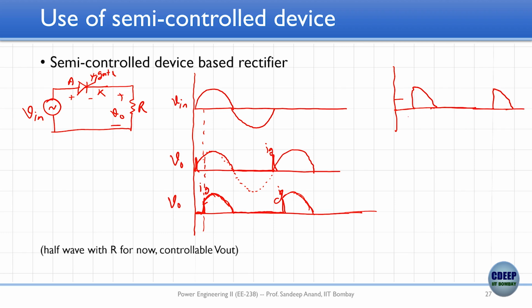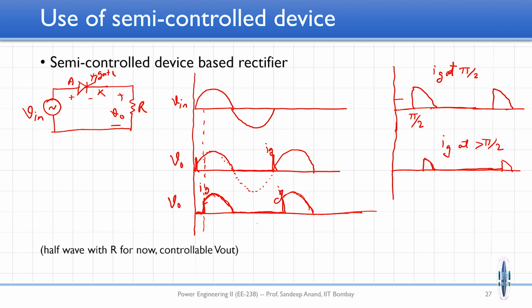If I give Ig at pi by 2, this is how the waveform would look. If I give Ig at more than pi by 2, then this is how the waveform would look. Is that okay? This is Ig at pi by 2, not Ig equal to pi by 2. That means I am turning on that device at pi by 2. Here I am providing Ig at greater than pi by 2, right? And the left case which we have drawn is Ig at less than pi by 2.